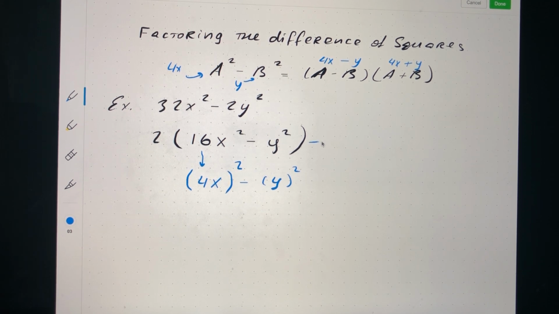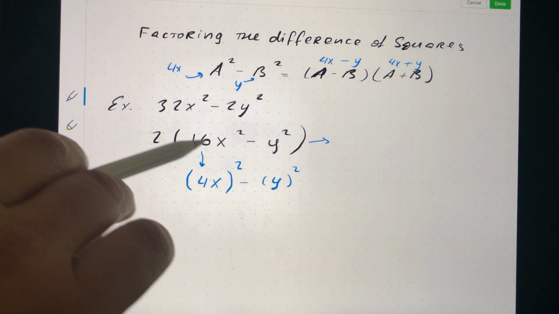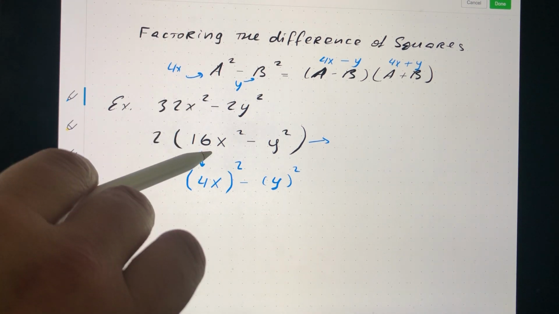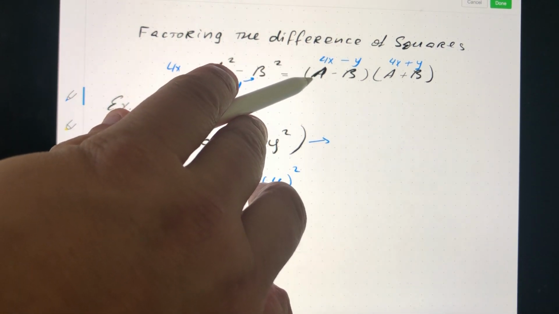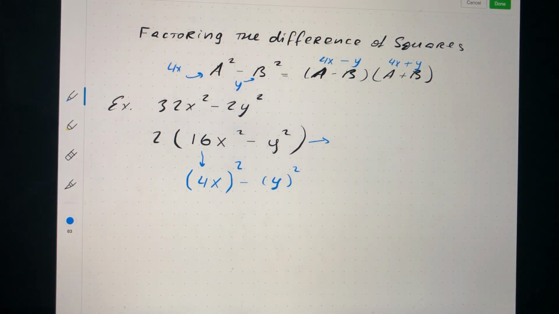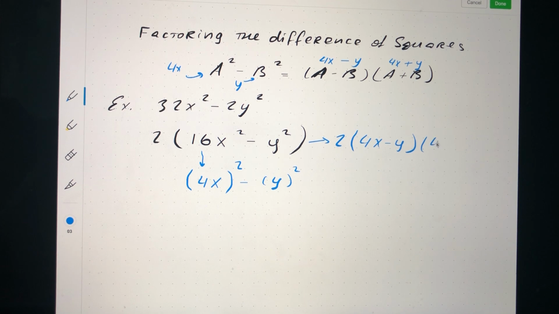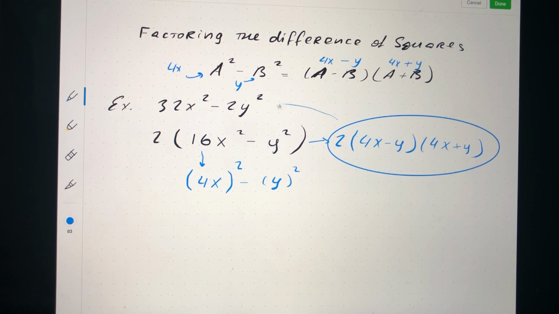Now, our question is finished because the only thing left to do was to break up the parentheses into factors. We just did it using the template. So let's copy the answer. It has 2 on the outside, and then 4x minus y, and then 4x plus y. And that's the final answer. That's it for factoring this expression.